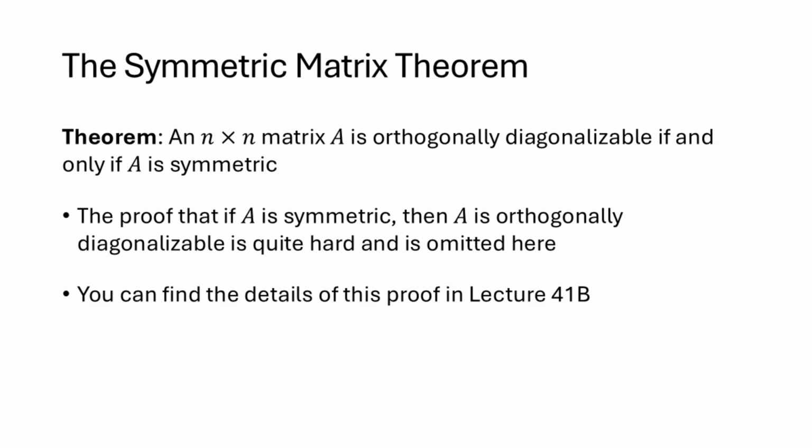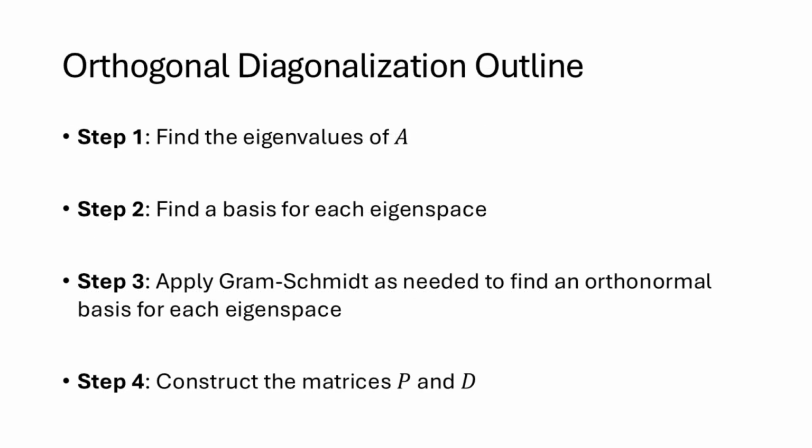But for now, we'll just assume that this theorem is true. So here's an outline for finding an orthogonal diagonalization of a matrix. It's similar to the outline for diagonalizing a matrix that we learned back in lecture 36. We start by finding the eigenvalues of our matrix A. We find a basis for each eigenspace.